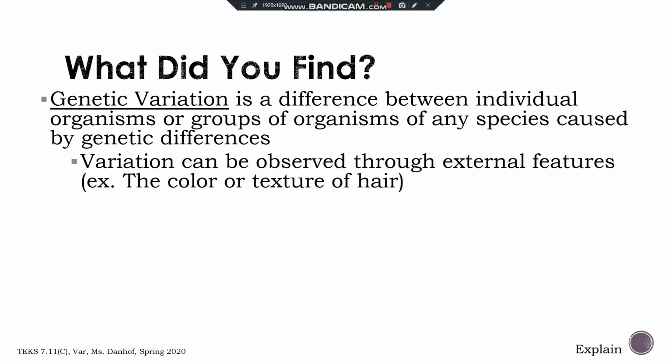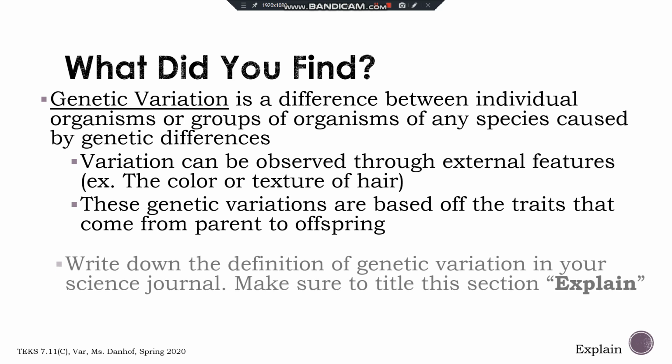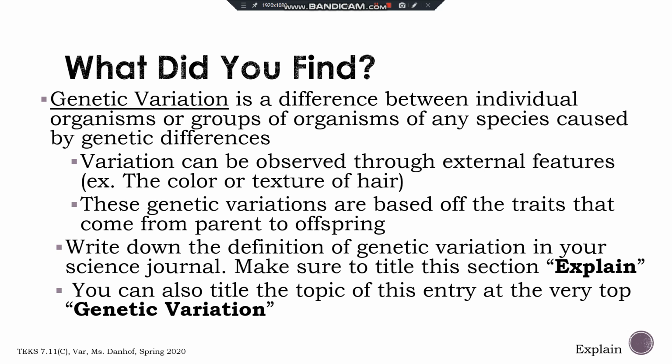Variation can be observed through external features, such as the color or texture of your hair, referring back to the last slide. And these genetic variations are based off traits that come from parent to offspring. I asked them to write down this definition of genetic variation in their science journal under the title Selection Explain, so that they have this definition in mind. Now they can also write down the topic of their science journal entry, genetic variation, so that they have what the whole 5E was about.